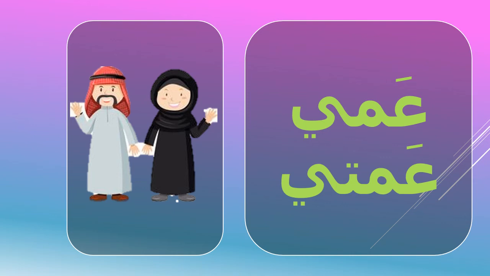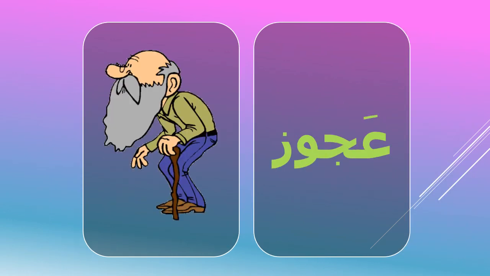Let's have a look at some words together. So we've got an uncle and an auntie. When you say uncle, you say ammi. Say it together. Ammi. Very good. Now we're going to say auntie. Ammati. Very good. One more time. Ammati. Fantastic. Let's move on to the next word.